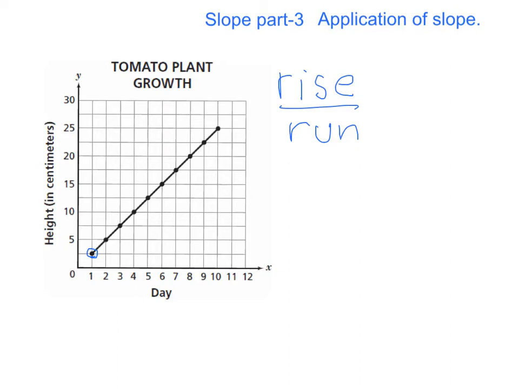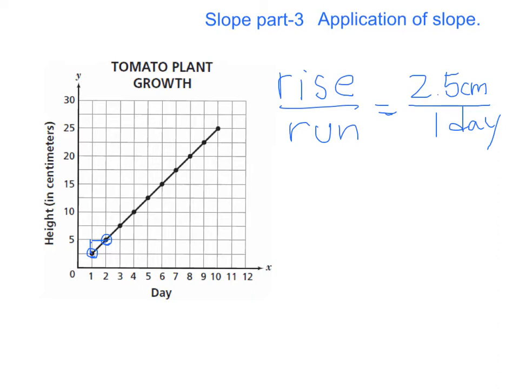So it looks like on day 1, the height is 2.5, and then on day 2, the height is 5 exactly. So the change, or the rise, the vertical change, would be 2.5 centimeters. And the horizontal change from 1 to 2 is 1. So here we have the slope of the line. The slope is 2.5, and it represents 2.5 centimeters of plant growth per day.